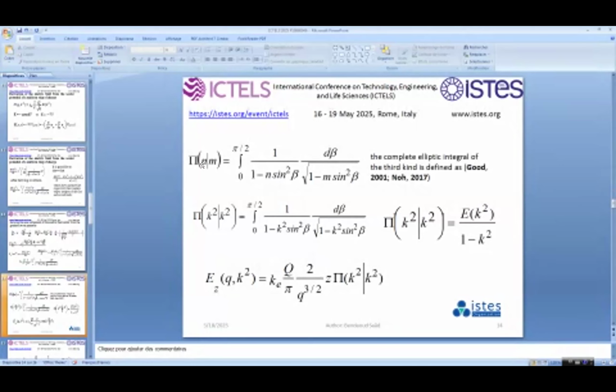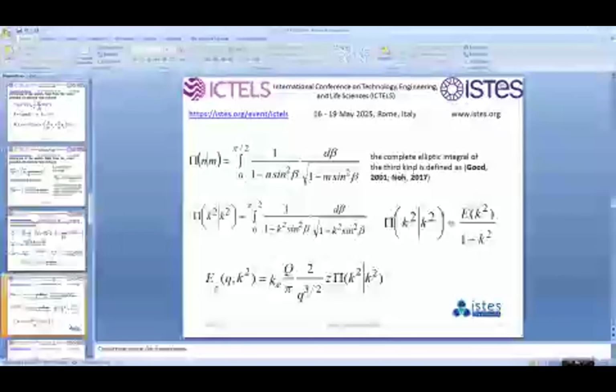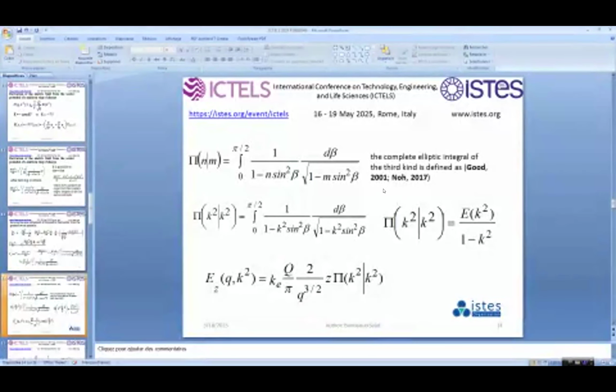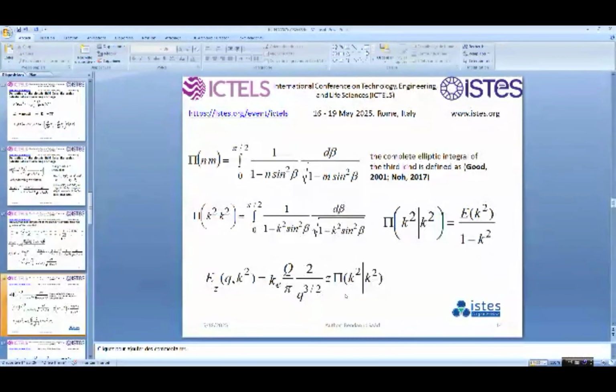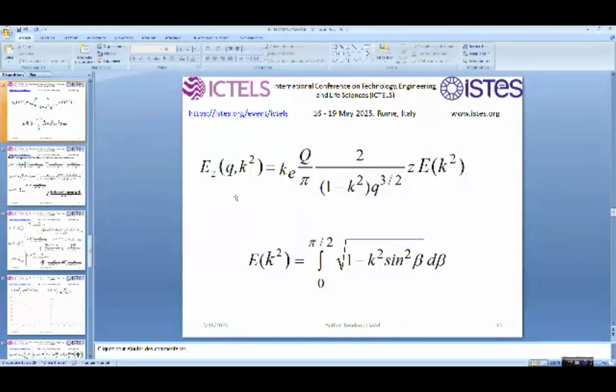And when the parameter n is equal to m is equal to k square 2, it becomes in this form, and it becomes in this compact form. We can replace this quantity by the complete elliptic integral of the third kind. And finally, we find the expression of the axial component of the electric field, which is here, okay?